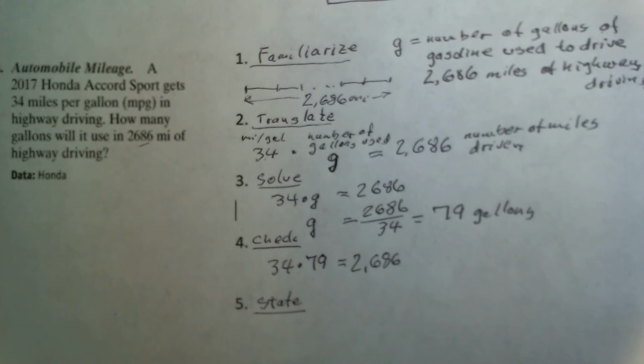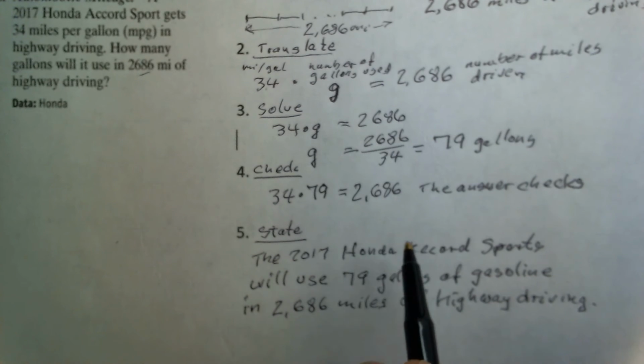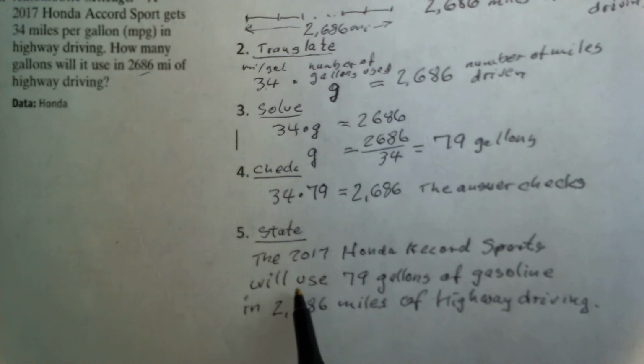So then we state our answer. The 2017 Honda Accord Sport will use 79 gallons of gasoline in 2,686 miles of highway driving.